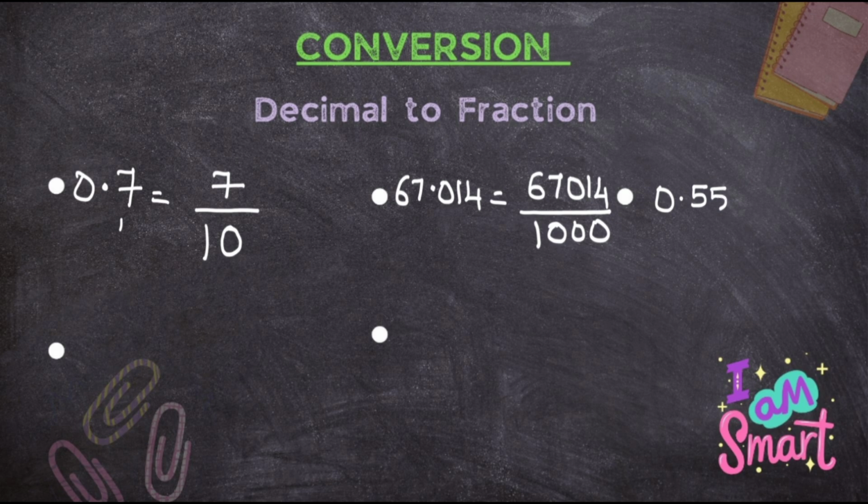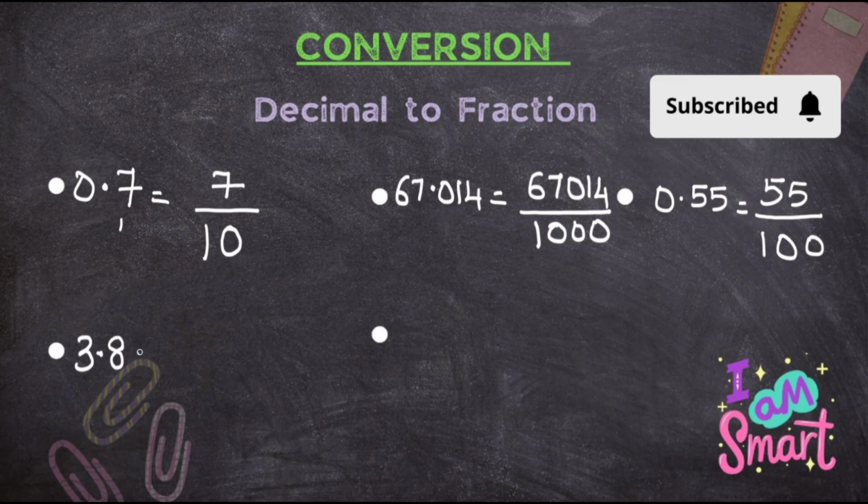Next question, 0.55. Now let's see what to do. First write the proper number that you can see over here, 55. Whole upon. First write 1. Now check how many digits are there to the right of the decimal. There are 2, that means 2 zeros. Done.